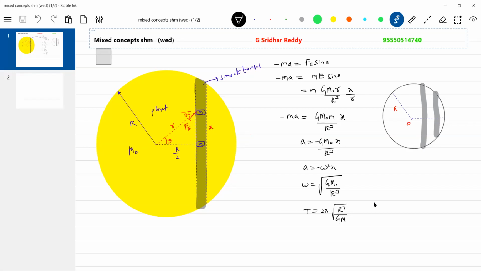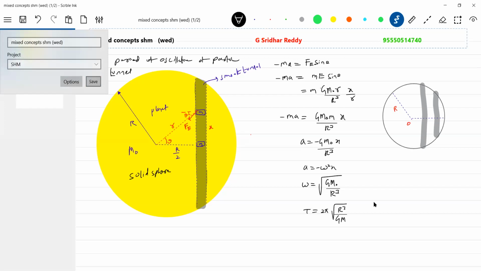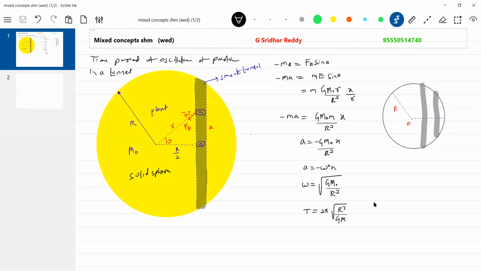Try to write again. This will be the time period of oscillations of a particle in a tunnel. Okay, this is the solid sphere planet. I wrote it. Solid sphere or planet, anything. So see, that's what I'm telling you: at so many places, the idea of this will come into the picture. Not only one, at so many places. So we take the next condition.